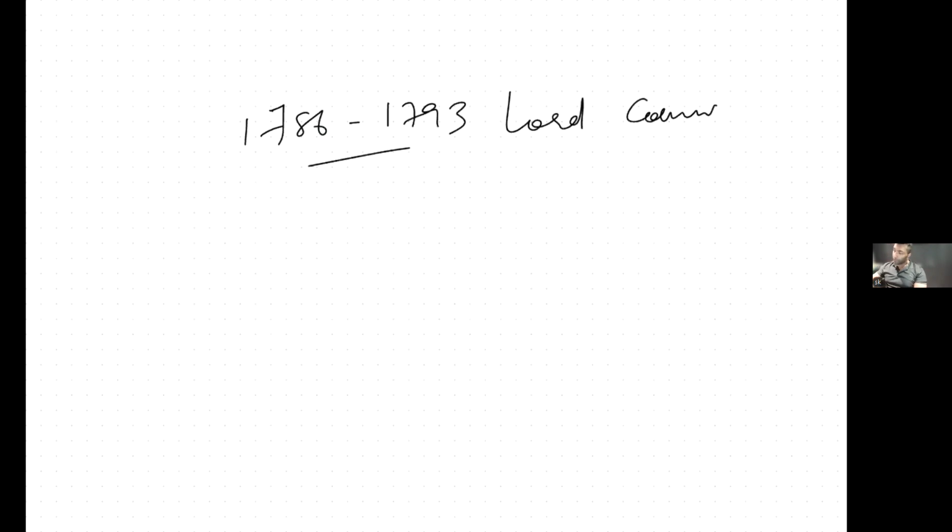Fine. So you already know about civil service reforms. When we talk about Lord Cornwallis, we are going to cover the period 1786 to 1793. First we will be talking about civil service reforms. So he introduced civil services.